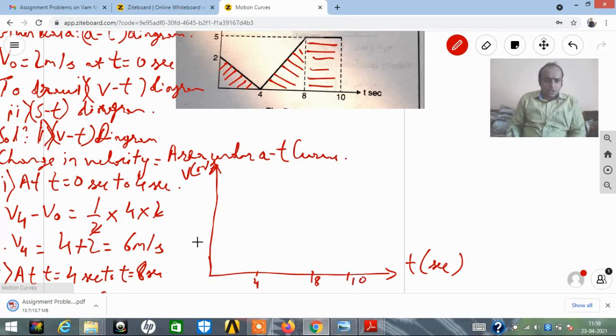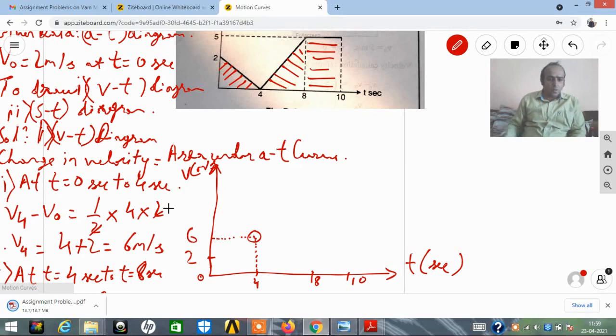Now once I show this, how will the values of velocities be shown? Initially, when t was 0, the velocity was 2 meter per second. So let me plot that 2 over here. Then at t = 4 the velocity was 6. I will just locate this value of 6 over here. Of course it is in terms of meter per second.